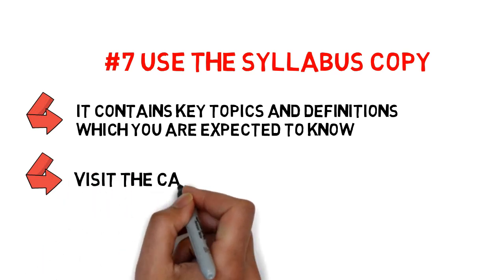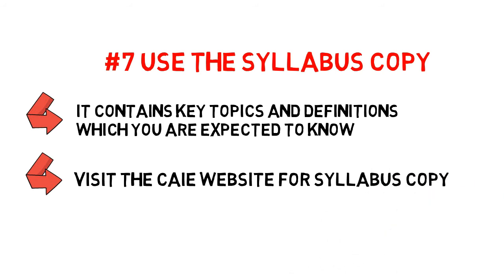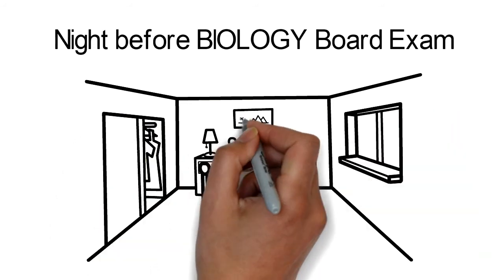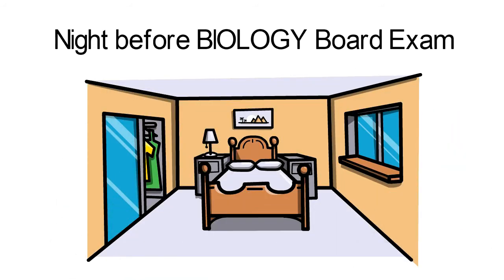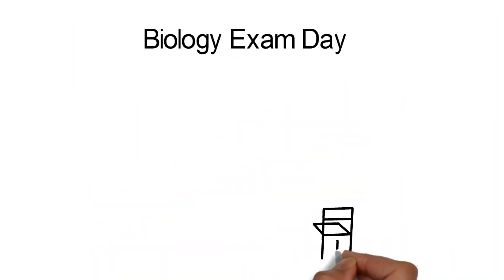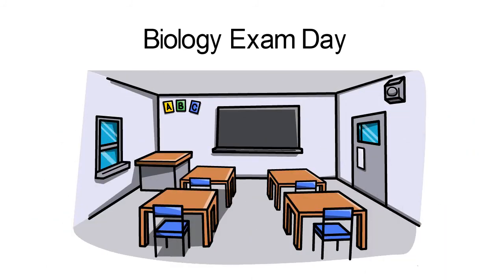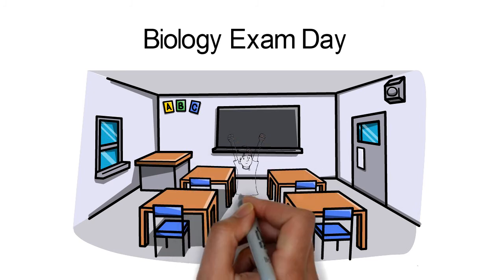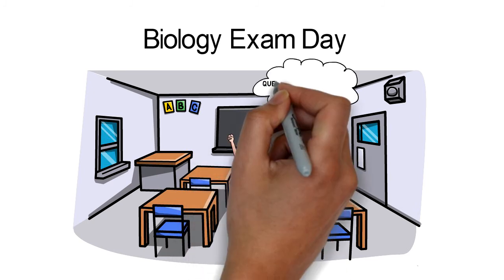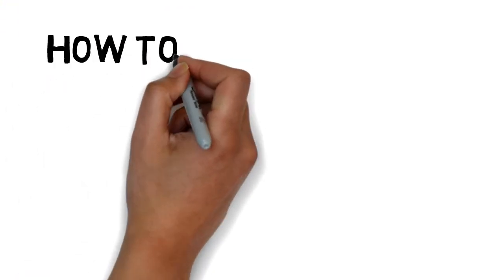You will find these copies on the CAIE website, and keep downloading a fresh copy every month because they keep on adding stuff to it. Now trust me guys, because when I was giving my boards, I read the syllabus copy for biology just the night before my exam, and I had a direct question asked in the paper the next day. A question straight away lifted from the syllabus copy, and it wasn't even mentioned anywhere in the textbook. I was so very rejoiced, because these meager 1 or 2 marks are what separate the toppers from the crowd.